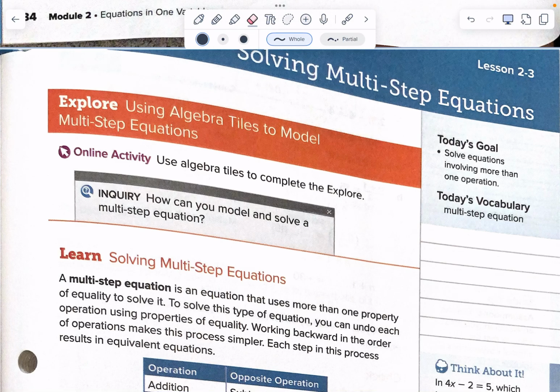Hi, Brianna. This is section 2-3. We're doing multi-step equations.